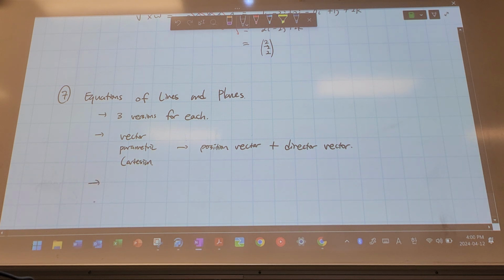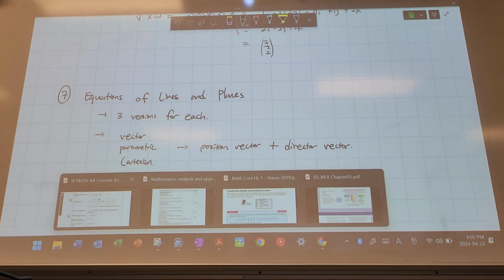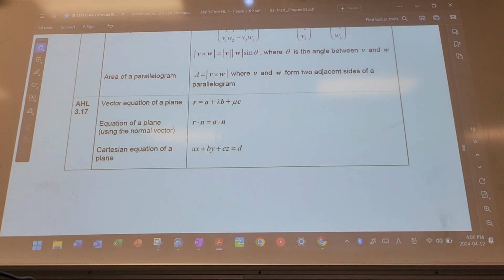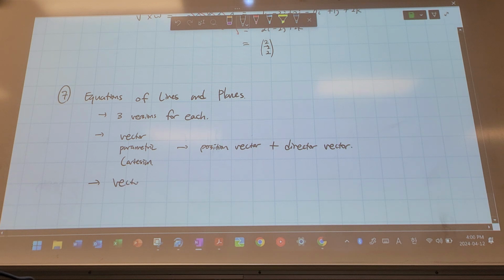Anyways, so that's for the line equation. We have 3 types. For the planes, it's a bit different. So let's look at the formula booklets. So we have the vector equation, and then we have the normal. So we have 3 forms, but essentially we just have 2, right? You only use the vector equation and the Cartesian equation.